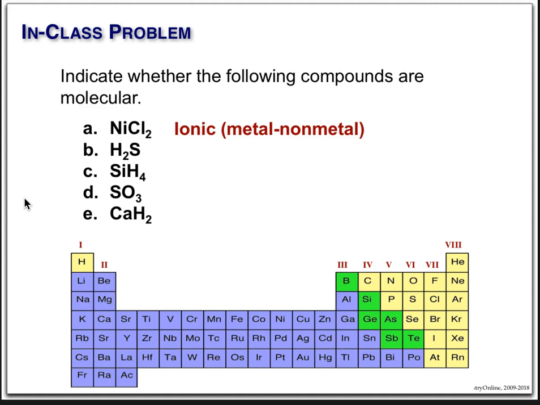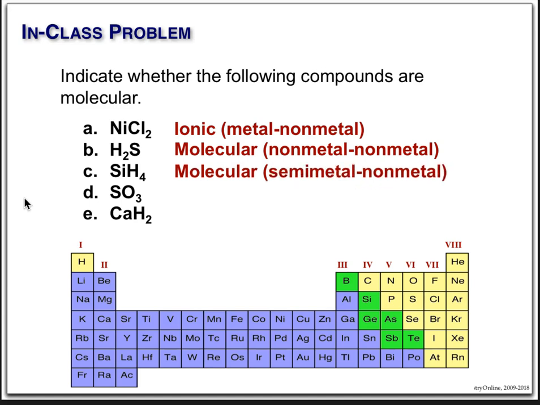Dihydrogen sulfide. Hydrogen's yellow. Sulfur's yellow. Molecular compound. Dihydrogen sulfide is typically called hydrogen sulfide, and this is the smell from bad well water. Silicon tetrahydride. Silicon, right there, it's green. Hydrogen is yellow, molecular compound.